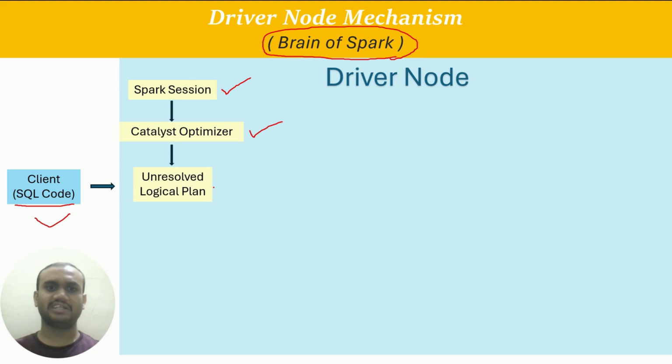You submit an unresolved logical plan. Whatever code we submit, we don't know how it is going to be executed. That means which part of the code is going to be executed first, which is going to be executed in parallel, or which activities are possible in parallel, or which need to be executed in a sequential format. We don't know that. We only write the code and submit it. That is called the unresolved logical plan.